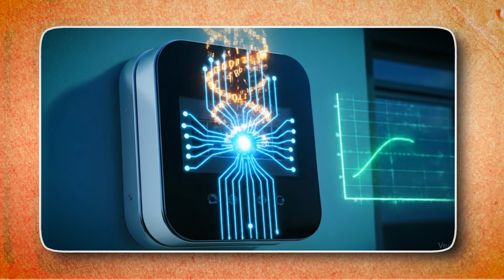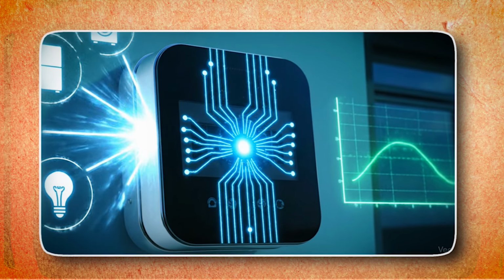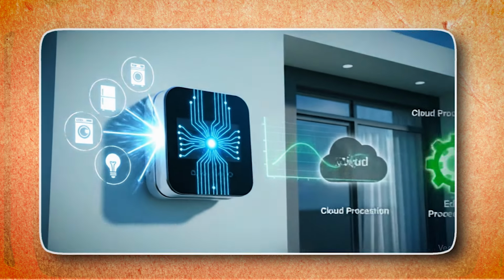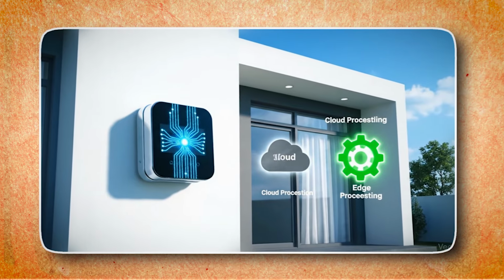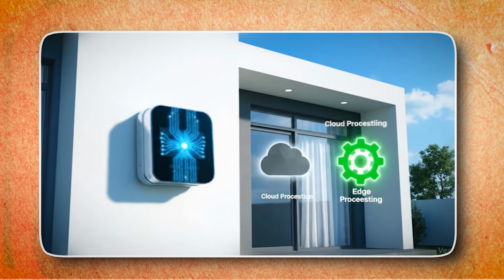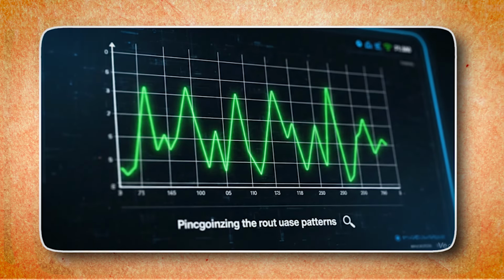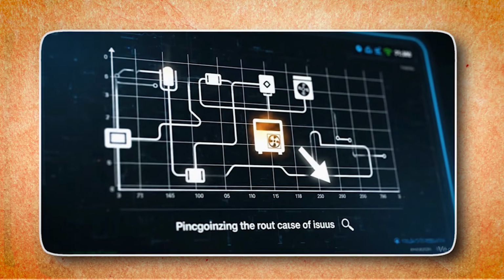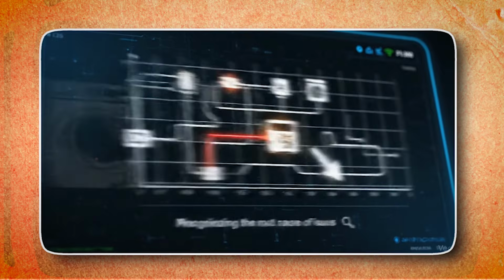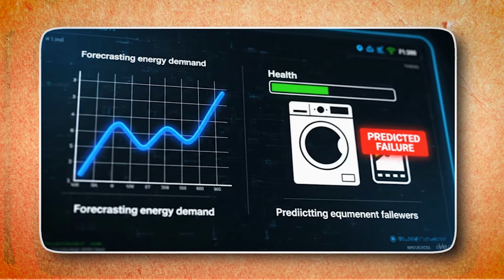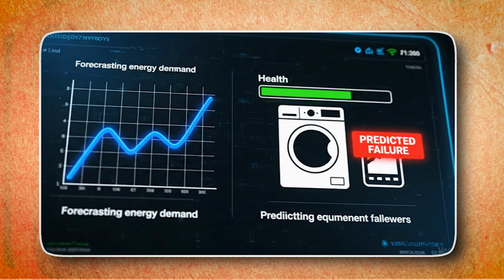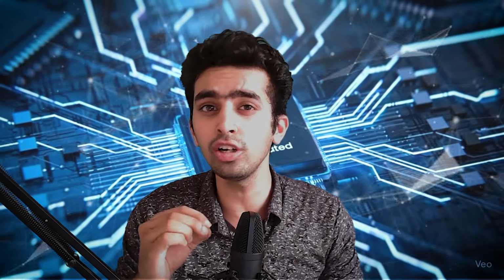And that is how Edge AI is transforming the humble energy meter into an intelligent system capable of learning, predicting and acting in real time, right where data is generated. From detecting anomalies and recognizing usage patterns to pinpointing the root cause of issues, forecasting energy demand, and even predicting equipment failures, Edge AI is reshaping how we manage power, reliability, and maintenance across industrial, commercial, or residential infrastructures.